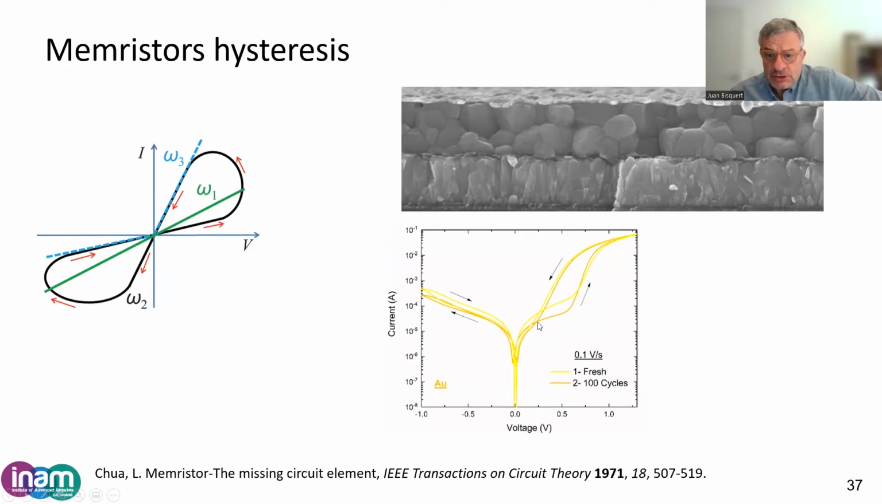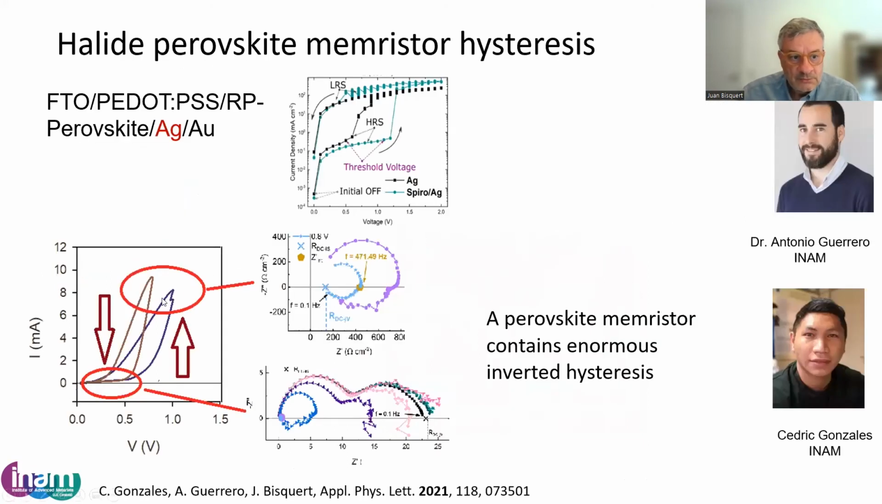And this is actually the behavior of a halide perovskite memristor, showing the transition that is onset at a certain voltage. And you can see it's a big inverted hysteresis. So this is a good opportunity to study inverted hysteresis effects in the halide perovskite family.